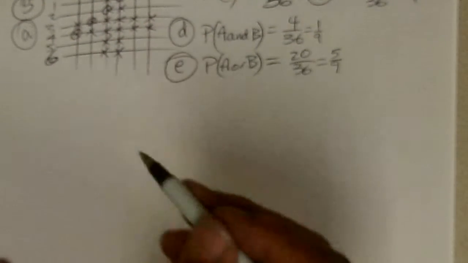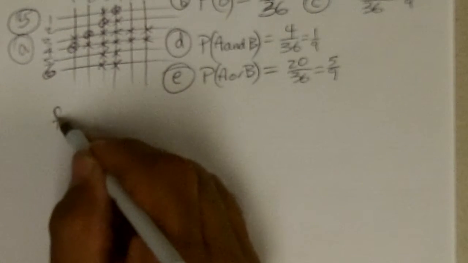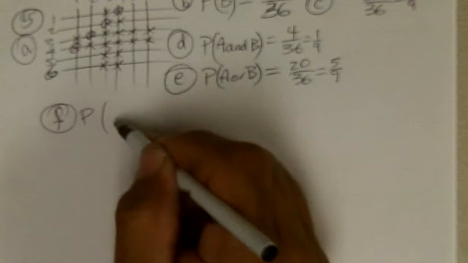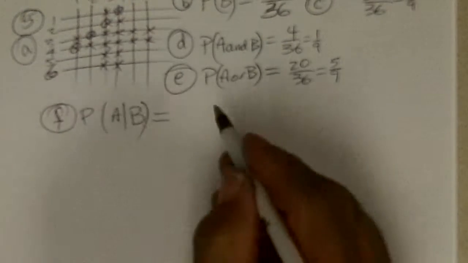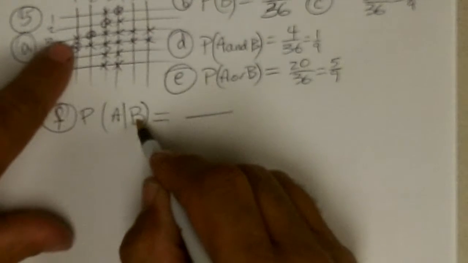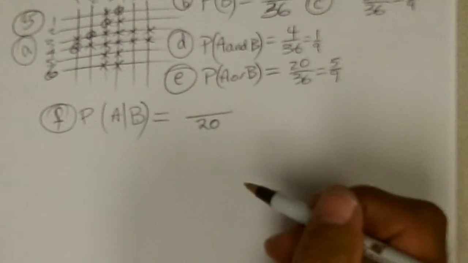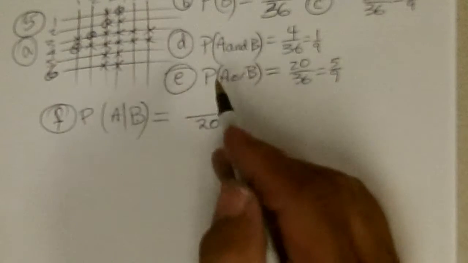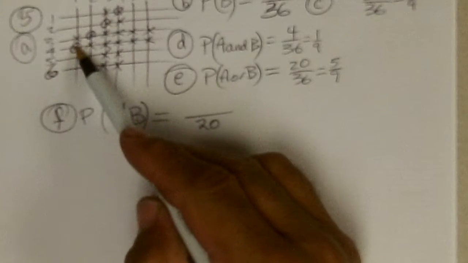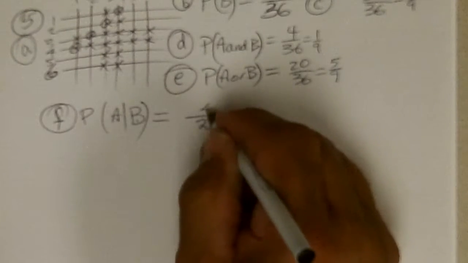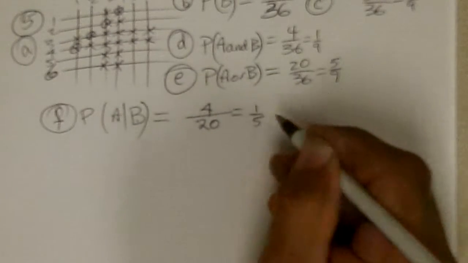F. F says probability of A given B. So now we're working out of B. B was all of the X's, so there's 20 of those. How many of those are A? If 20 happened, how many? What's the chances I had an A? Of the X's, all 4 of the A's are there, so that's 4 out of 20, or 1 in 5.